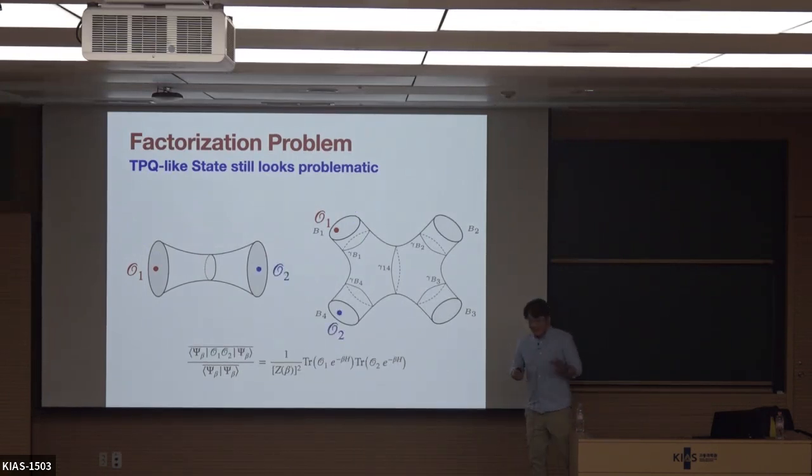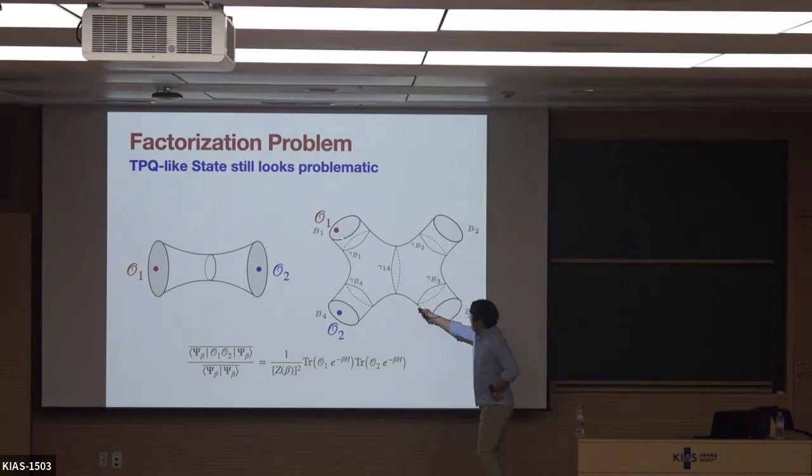However, as I said, we want to calculate the correlation function between the different boundaries. Now you can repeat the same calculation, and then what you obtain is a factorized correlation function. In particular, this is a thermal one-point function. So it's kind of disconnected. This is not what we want.